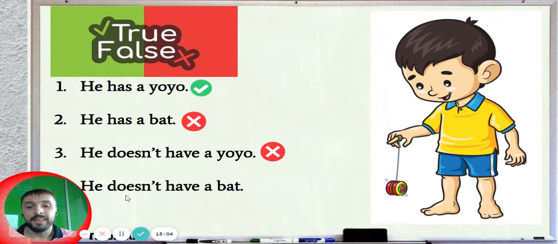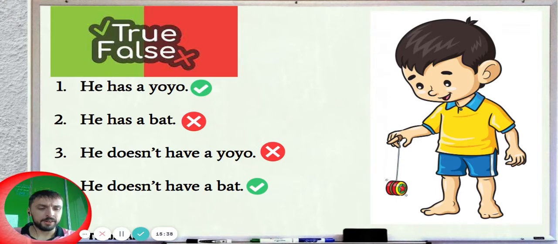And last one, he doesn't have a bat. Does he have a bat? No, he doesn't. So that's right, that's true, because he doesn't have a bat. So doesn't is true. Okay, so I know number three, number four, a bit difficult to get your head around sometimes with the double negatives and all that, but just need to read these questions carefully, okay? Tell me if it's true or false.